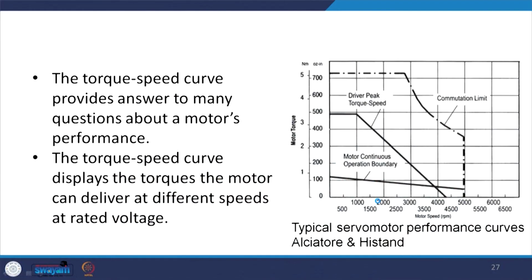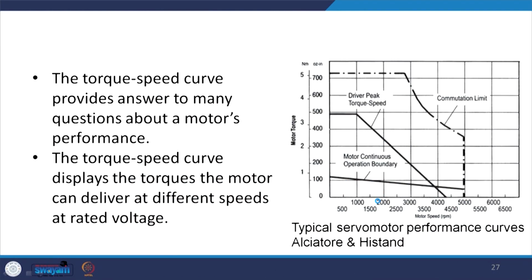What speed range am I going to use for the motor? What is the torque speed variation or torque speed characteristic? Do I want a motor which is reversible, and what should be the operating duty cycle for the motor? What is the starting torque for the motor, and what is the power required for the motor? Now, the torque speed curve provides answers to many questions about a motor's performance.